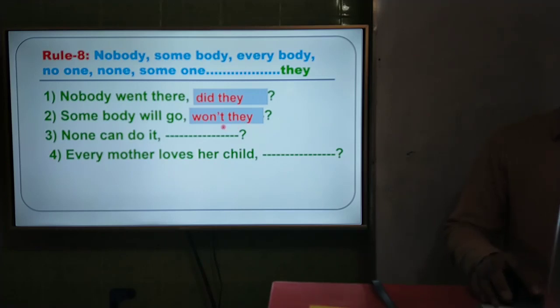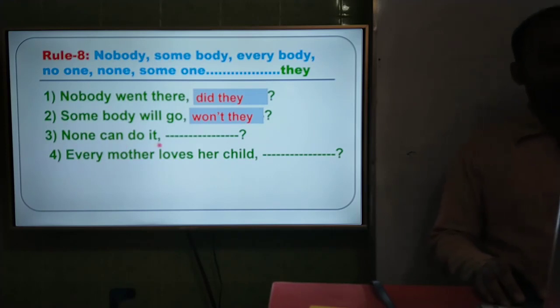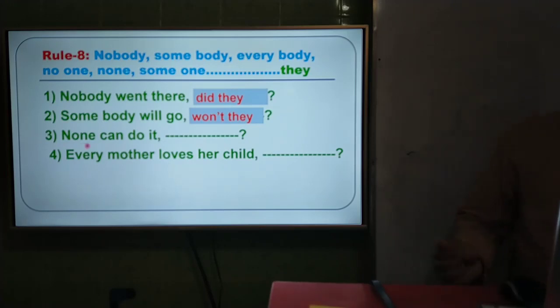So dear students, now I am going to the third one, none can do it. Here the operator is can, so we have to use can to make this tag question. And as the sentence is negative, tag question will be affirmative. None means no plus one, none. If we get none, we have to use pronoun they. So the answer will be can they.